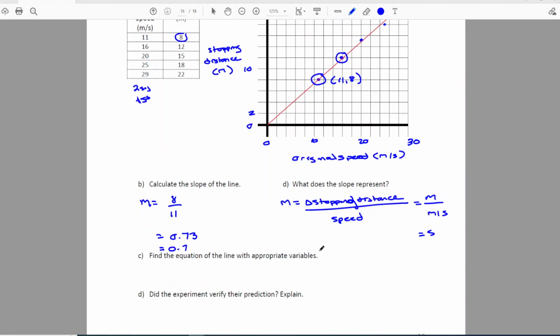So what is the equation of this line with appropriate variables? Well, it's always y equals kx or y equals mx. The y value is stopping distance. The k is that 0.73, or 0.7, and the x is original speed. So if you want to use an s, that's okay. I find my s's look like 5, so I'm going to put v for speed because that's what physics uses for speed. But you can use whatever you want there. I just don't want you using y and x because I want you to understand that you can then put in speeds to figure out stopping distance or vice versa.